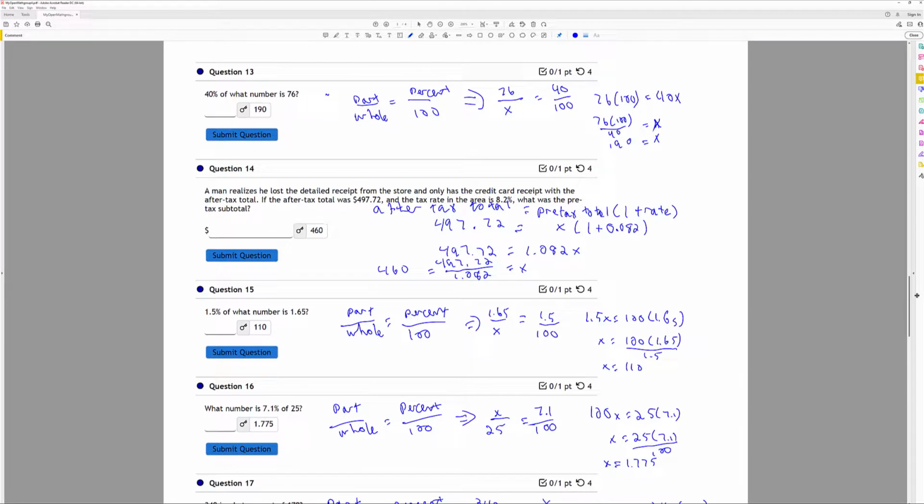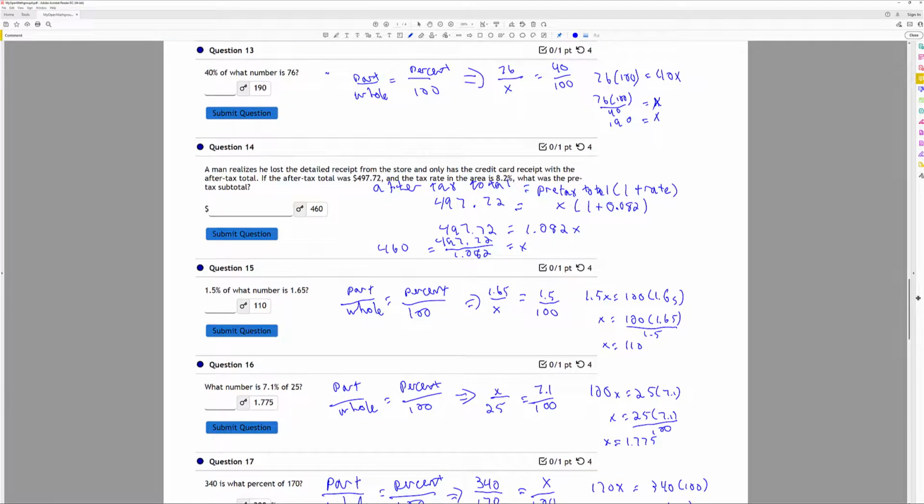Question 14. The man realized he lost a detailed receipt from a store and it's only a credit card receipt with the after-tax total. If the after-tax total was $497.72 and the tax rate was 8.2%, what was the pre-tax total? Subtotal.